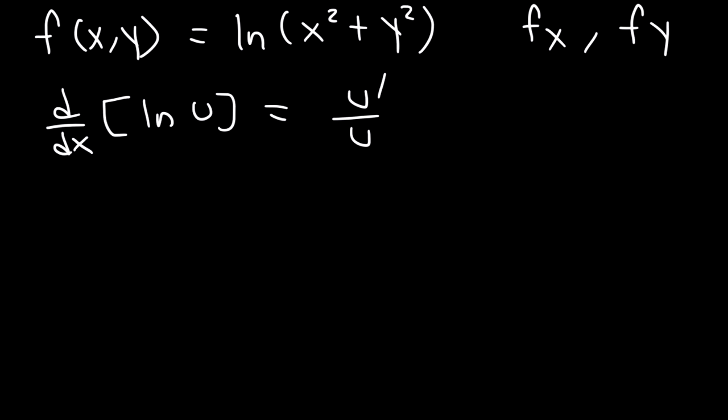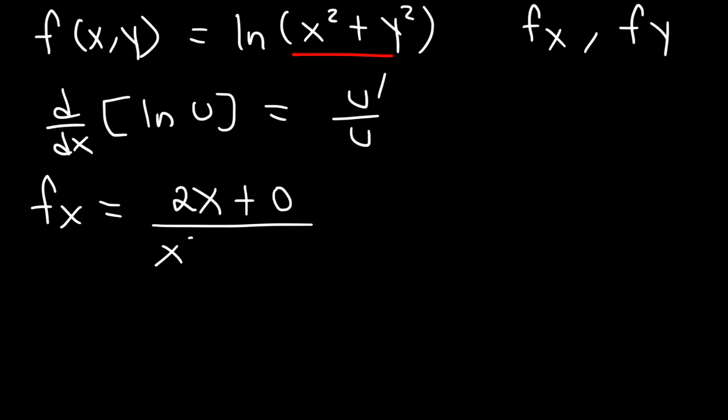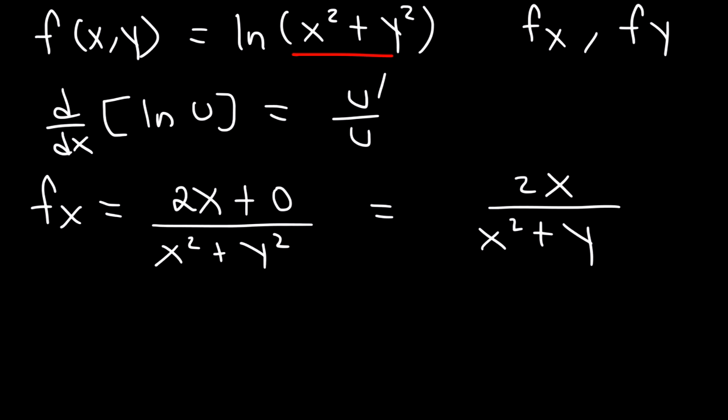So now let's solve the problem that we have. Let's find f sub x. So it's going to be the derivative of the stuff inside, that is the derivative of x squared plus y squared. The derivative of x squared is 2x, and y squared, we're going to treat as a constant because we're trying to find the partial derivative with respect to x. So y squared is 0, divided by the original x squared plus y squared. So it's simply 2x over x squared plus y squared.